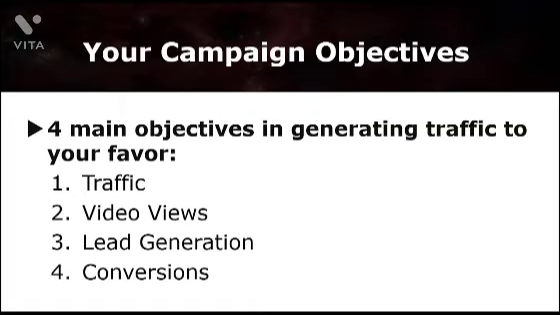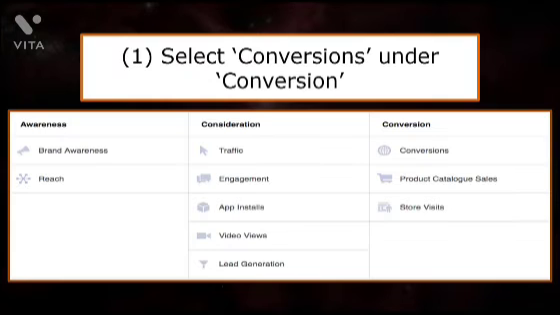As mentioned in the previous module, there are 4 campaign objectives which are specifically catered towards generating traffic to your favor. The 4 objectives are traffic, video views, lead generation, and conversions. For this particular module, we will only be focusing on conversions to illustrate a clear example of how you can start running your ads. Conversions functions to drive actions to your website or app.